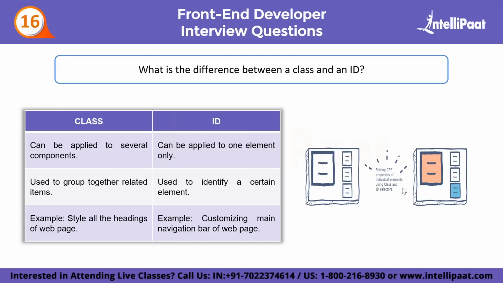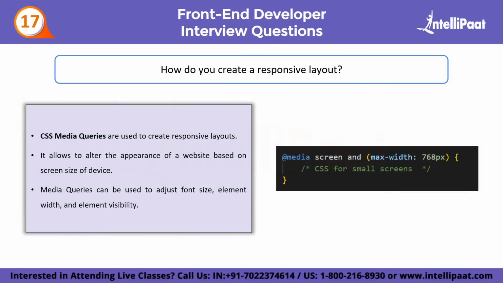For example, you could use an ID to customize your web page's main navigation bar. Now the next question in our list is, how do you create a responsive layout? The answer to this question is, to create a responsive layout, you need to use CSS media queries. You can use media queries to vary the appearance of a website based on the screen size of the device which is being used to view it.